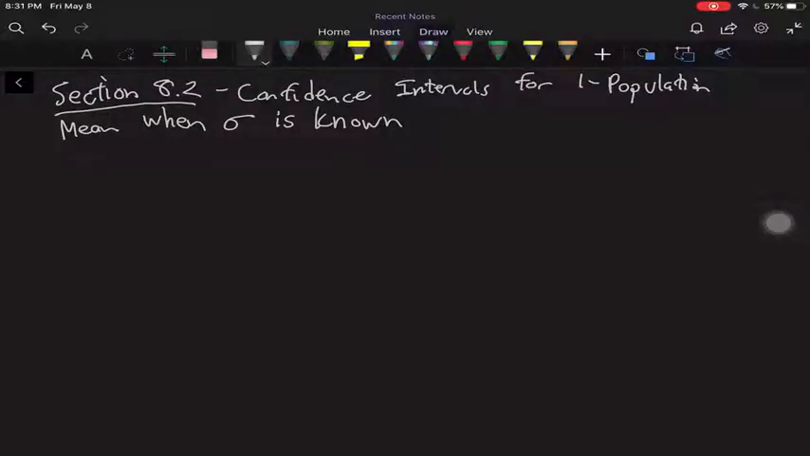In this video, I'm going to be talking about section 8.2, which is all about confidence intervals for one population mean when its standard deviation is known. To start off, I'll be showing how to find a confidence interval for any confidence level.